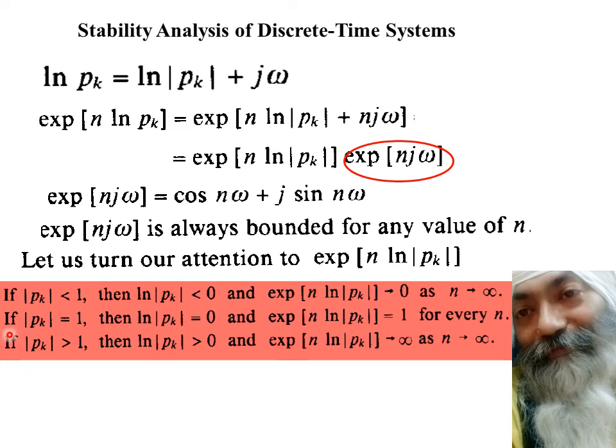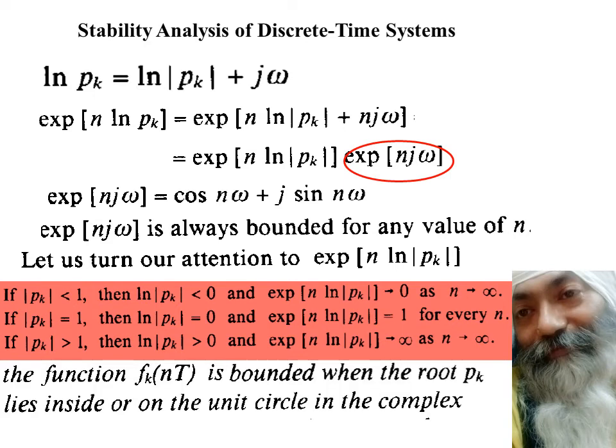So what do we conclude? We conclude that as analyzed in this discrete time domain, which you can call the Z domain, if the magnitude of the roots is less than 1, the system is stable. Equal to 1, the system is marginally stable. And if it is greater than 1, the system tends to become unstable. So this is the conclusion of this portion of the analysis.